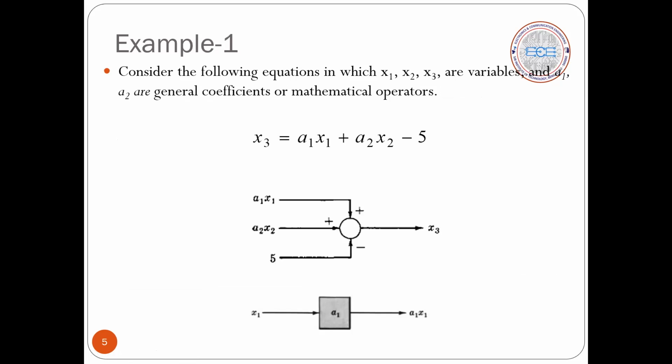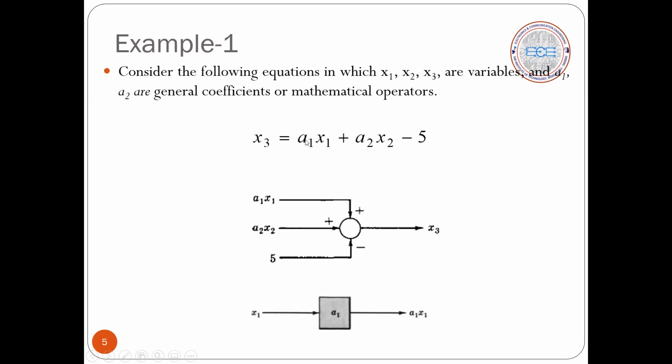Okay, so I have an example here. So we have a mathematical equation here. So what does this mathematical equation say? This mathematical equation says that we have a total of two input variables, x1 and x2, and we have one output variable, x3. So now x3, the output variable, is the sum of these input variables in this particular fashion.